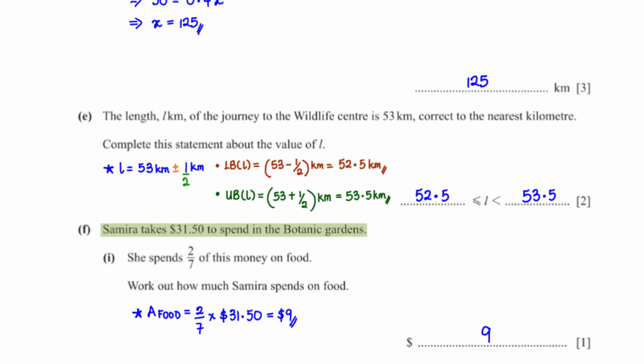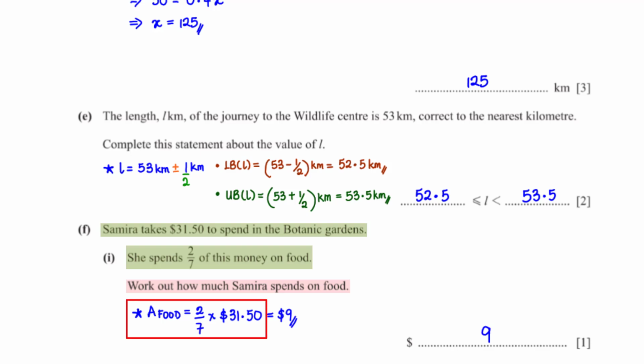Samira takes $31.50 to spend in the Botanic Gardens. She spends 2/7 of this money on food. Work out how much Samira spends on food. To get the amount she spends on food, we simply multiply 2/7 by $31.50, which is equal to $9.